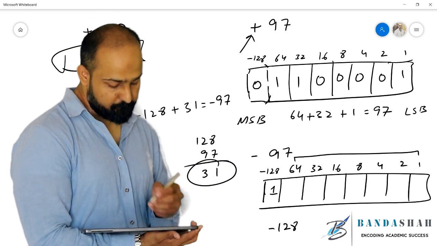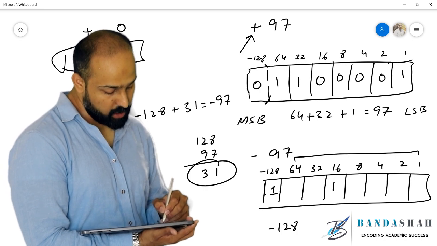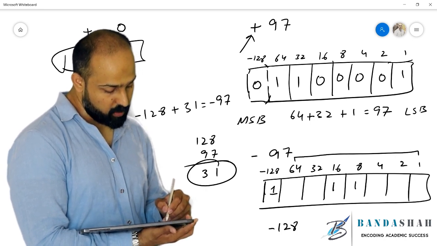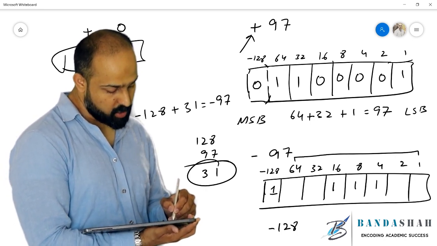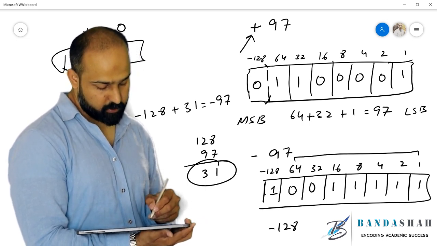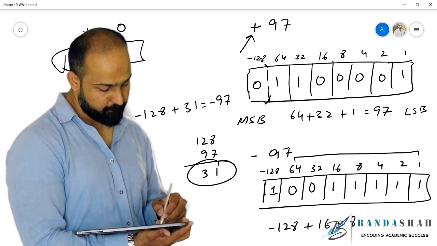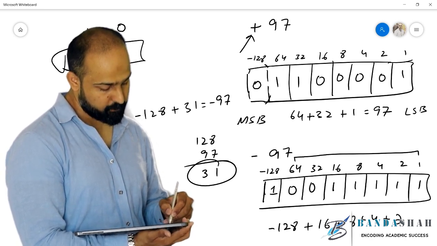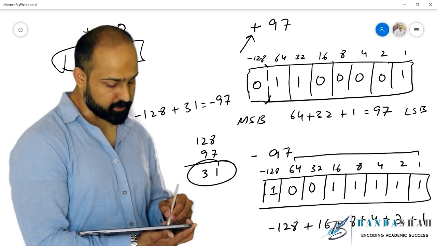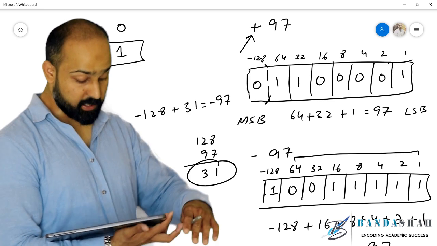Good, alright, so we need to make 31: 16, 8, 24, 28, 30, 31. And even if you just want to do a little bit of homework here, minus 97. So there you go. This is your minus 97.